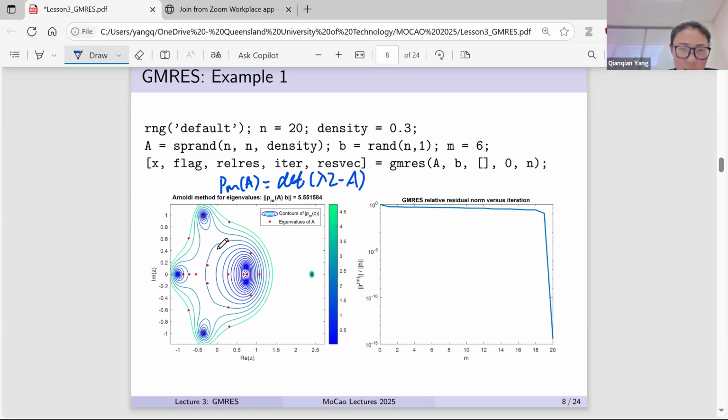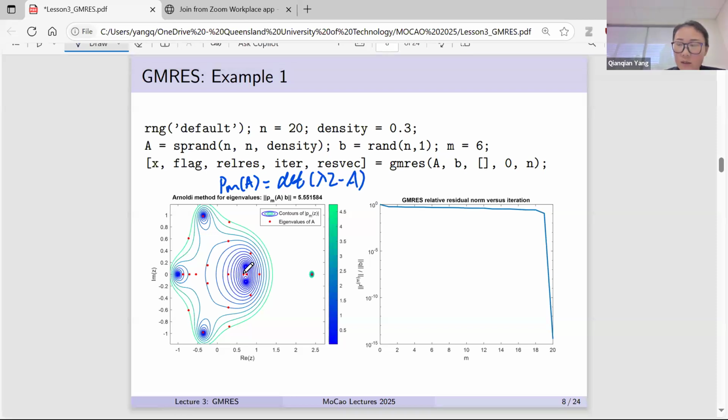And we see that this is the contour plot, a contour plot of the magnitude of this p_m(z), this polynomial. And we see that it's really good at capturing a few eigenvalues. Certainly this biggest one has been captured, and a few, one over here, and maybe a couple here. So that's why we think, okay, it's great, right?